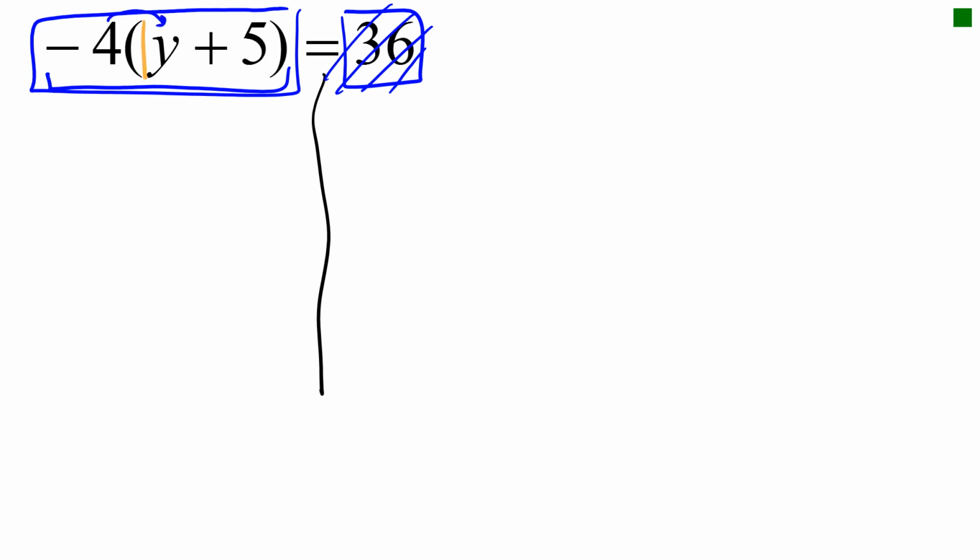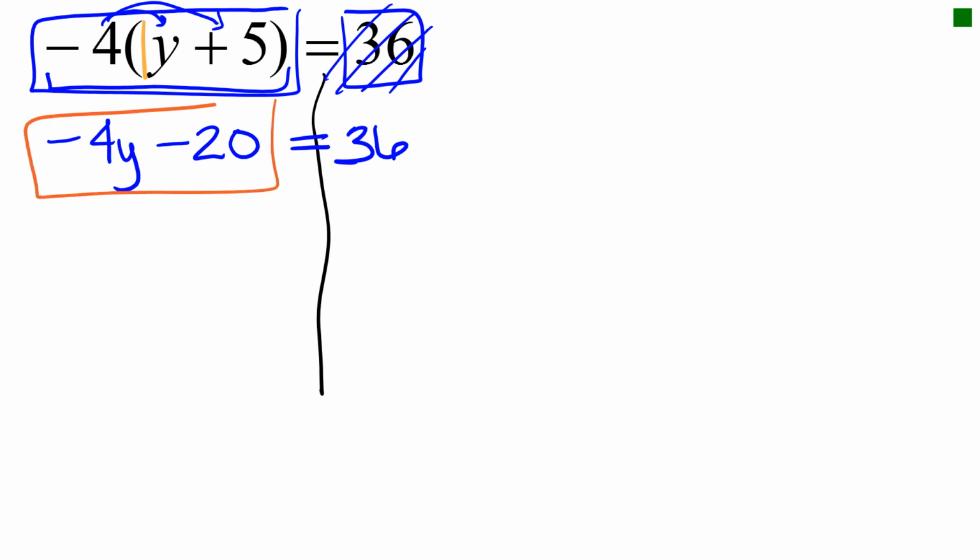Lazy, lazy mathematicians. There's a 1 there. So negative 4 times 1y is negative 4y. And negative 4 times 5, that's a positive 5, so that's going to be negative 20. Bring down the equals and the 36. Look what I'm down to. I'm down to a left side, right side, two-step equation. Variable term, number term, and what I have over here is a number.